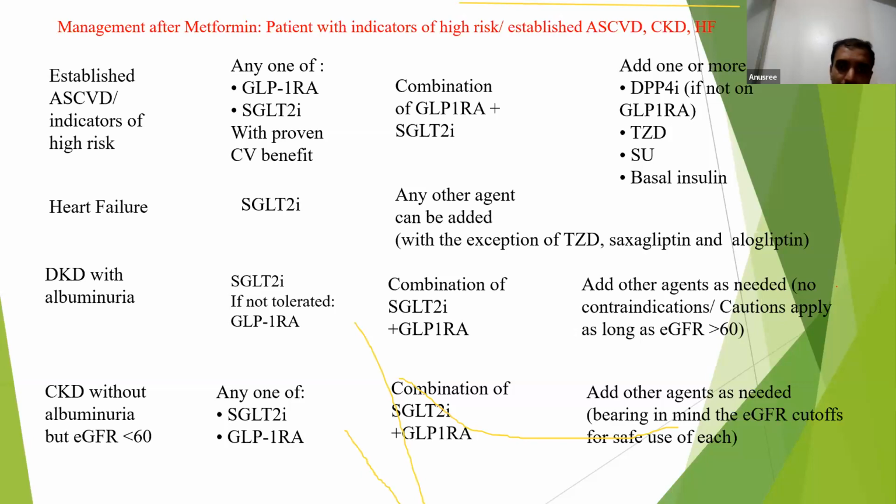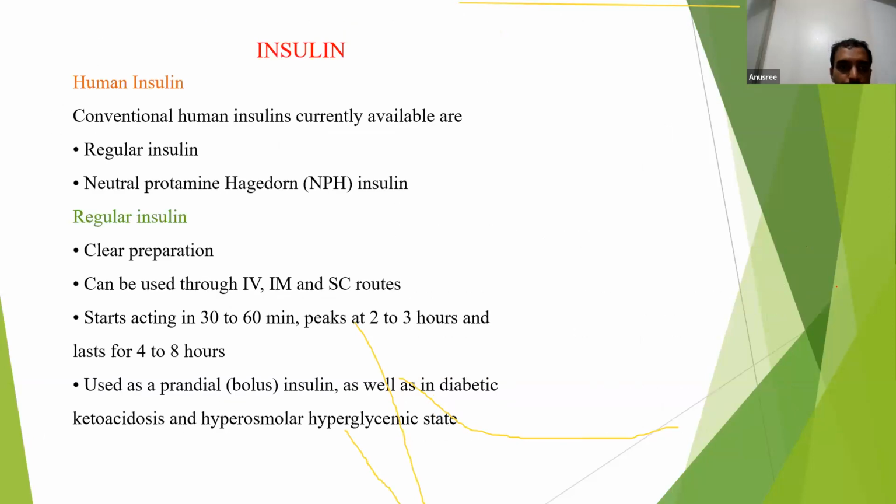If there is diabetic kidney disease, an SGLT2 inhibitor is the best drug to be added on to metformin, and if not tolerated, a GLP-1 receptor agonist can be used. If a third drug is needed, we can use a combination. Before adding a fourth drug, always check the eGFR. If the patient has CKD without albuminuria, again SGLT2 inhibitors and GLP-1 analogs are better, and as the third drug these two can be combined. The doses and all, I know everybody will be knowing. So always go through this slide when we start prescribing OHAs to a patient.